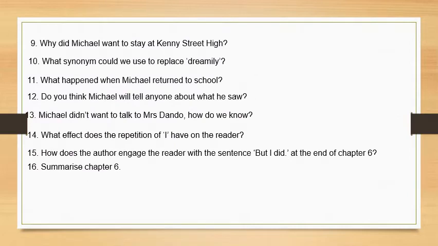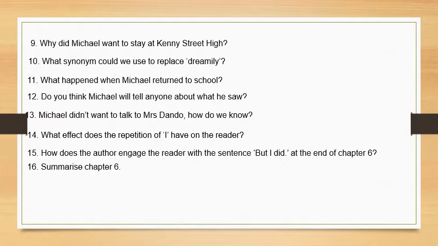Okay, so let's go through the next set of questions that you are going to do. Number 9, why did Michael want to stay at Kenny Street High? Number 10, what synonym could we use to replace dreamily? Number 11, what happened when Michael returned to school? Number 12, do you think Michael will tell anyone about what he saw? Again, an opinion question, so I would use PEE for that one, definitely. Number 13, Michael didn't want to talk to Mrs. Dando, how do we know?